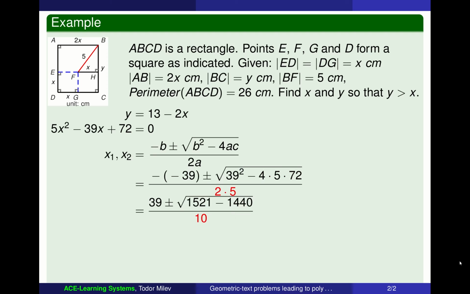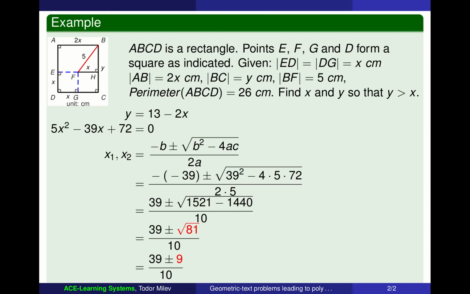Okay. 2 times 5 is of course equal to 10. Now 1521 minus 1440, that's certainly equal to 81, right? So 1521 minus 1440 is, well, 1 minus 0 is 1, 12 minus 4 is 8, I've subtracted 1, and that's it, 81. Okay, and now a radical of 81, what's that equal to? Well, I'm sure you know that that's equal to 9. So I'm getting 39 plus or minus 9 divided by 10.